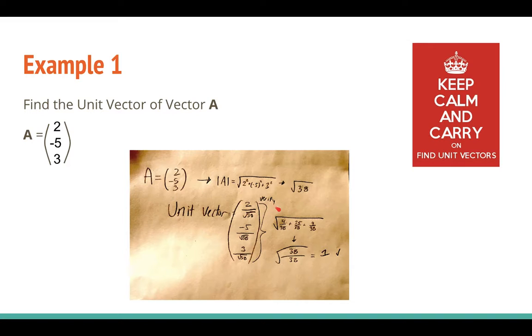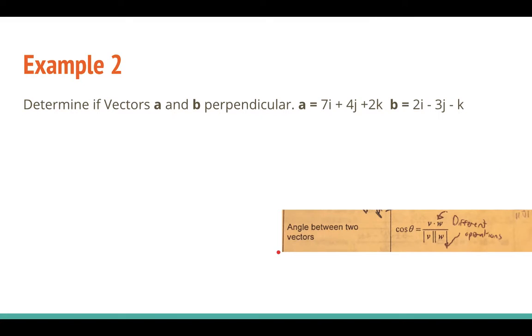In order to verify, we'll find the magnitude again, because the unit vector has to have a magnitude of 1, right? So here we plug it in. 2 squared is 4, and when you square root, you get the number itself. So I did that for every single one, and when you add up all of them, you get 38 over 38. And well, that's 1. The square root of 1 is 1, right?